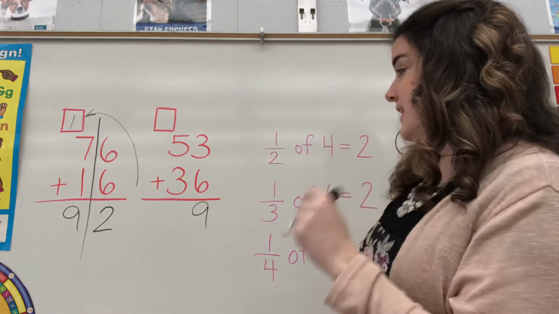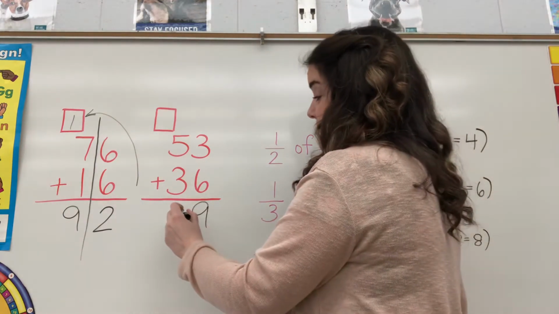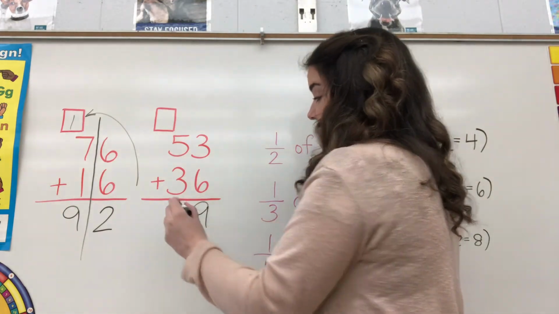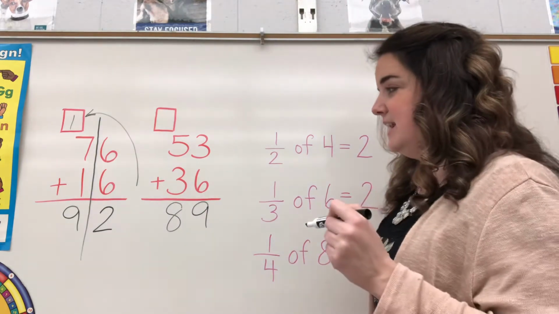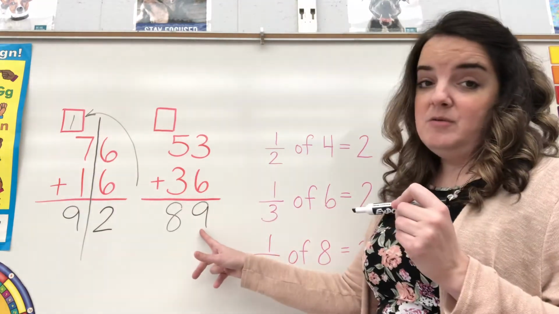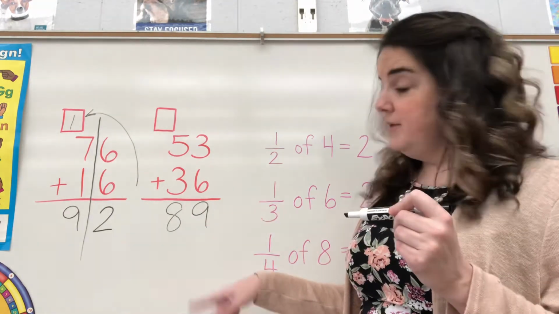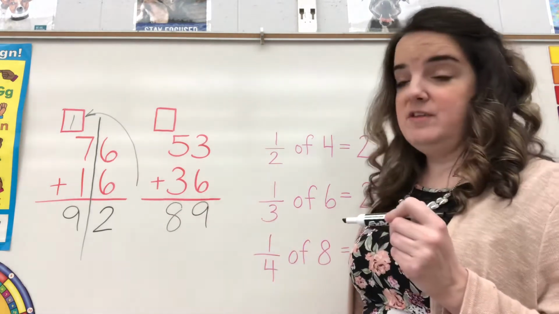Okay, that's fine. So then we're going to go straight over to the tens place. 5 plus 3 is 8. So my answer is 89. You're only going to carry if the number is 10 or more. If it's 9 or below, you're not going to carry anything over to the tens place.